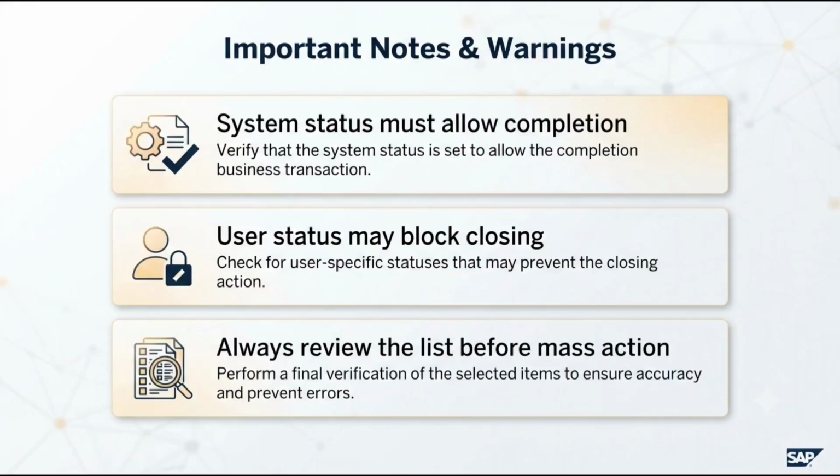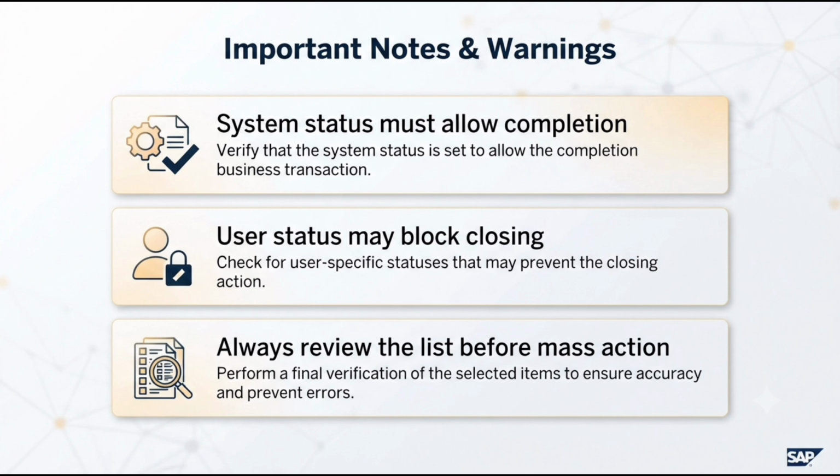There are a few important points to keep in mind. First, the system status of the notification must allow completion, otherwise the mass close will fail for those items. Second, a restrictive user status can also block the completion even when the system status is ready. Third, always double-check the list before confirming the mass action, because the process cannot be easily reversed for a large number of notifications.